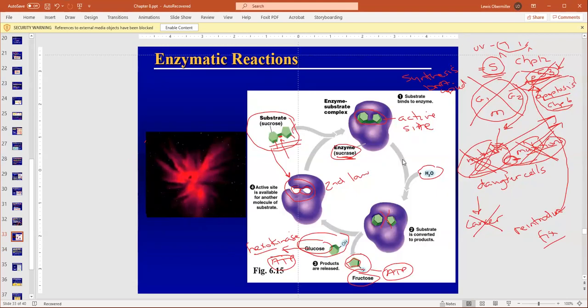Does it just get broken down once it's used up? Yeah, so once it doesn't function anymore, there's a whole system. If you guys took a cell biology class, you would learn about this, but there's a whole system to destroy proteins, and then they get recycled.